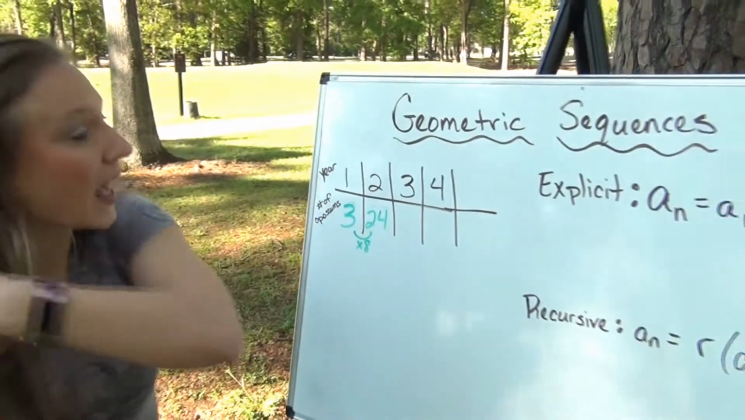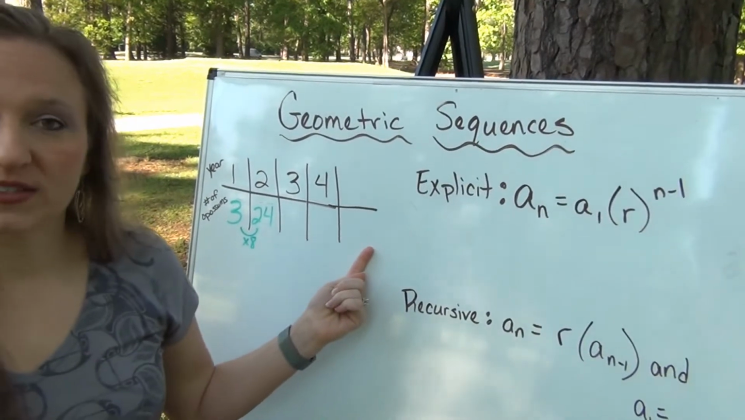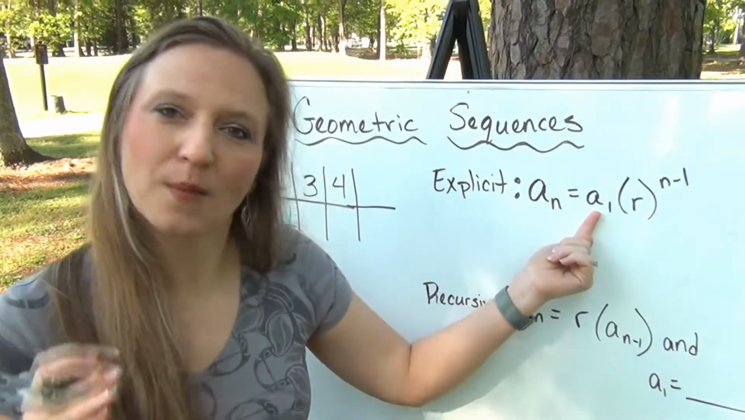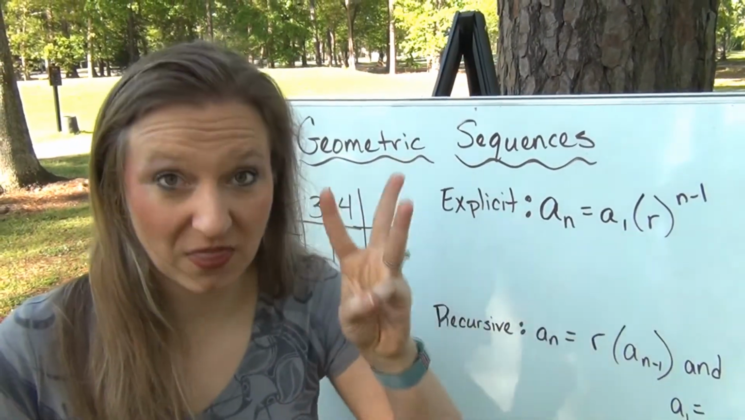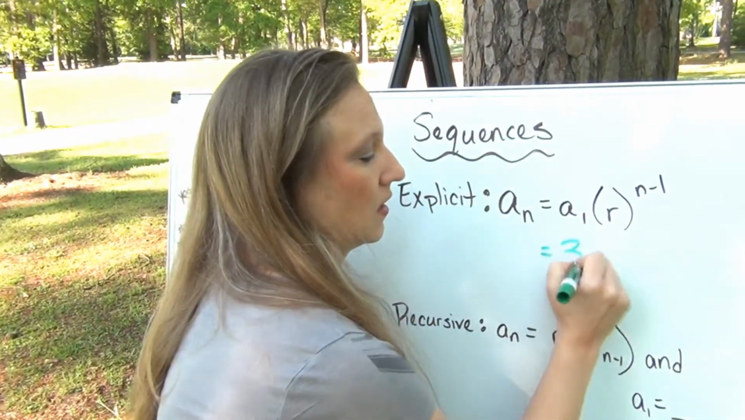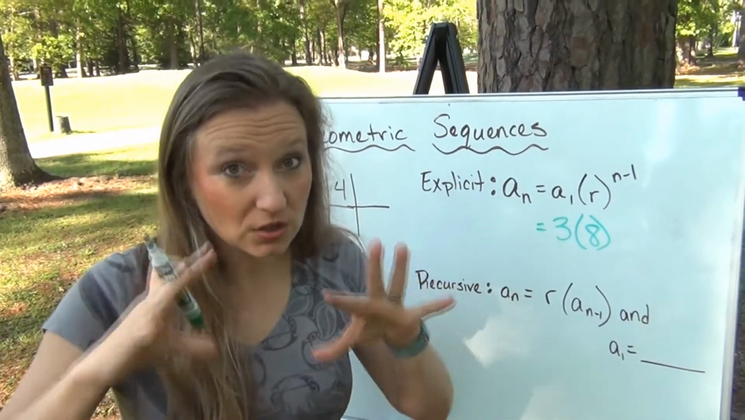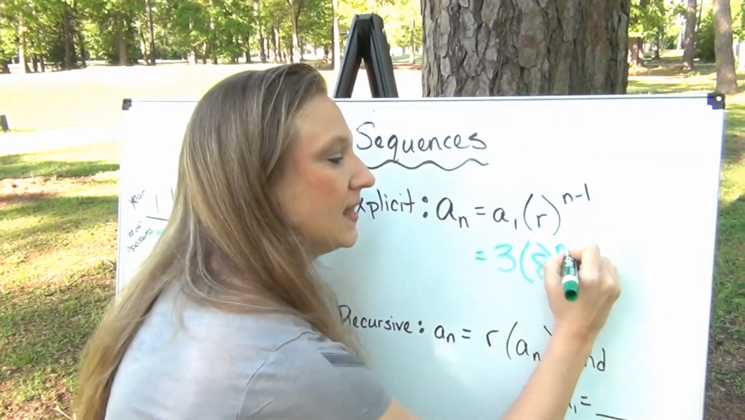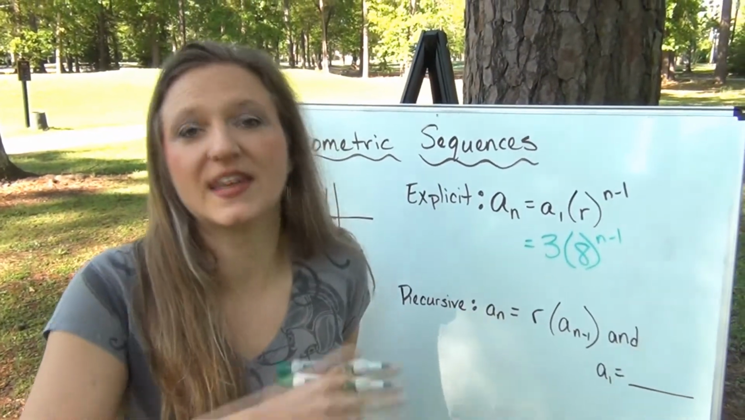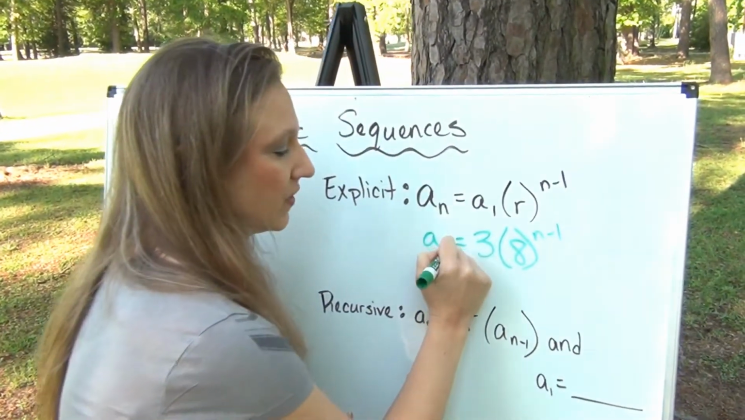So the first one we're gonna have is the explicit rule. A sub n means any number in the sequence. So that is the number of possums that we are going to see. A sub 1 is how many we're starting with. So in this case, it's my 3 possums. R is the rate, which is they're multiplying at a rate of 8 possums each year per female possum. N is the number in the sequence. In our case, this is gonna be years. I'm gonna see in the next year how many more possums there are gonna be.